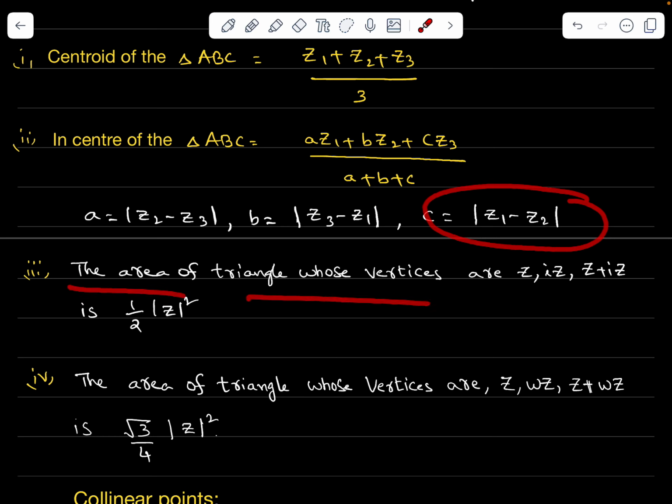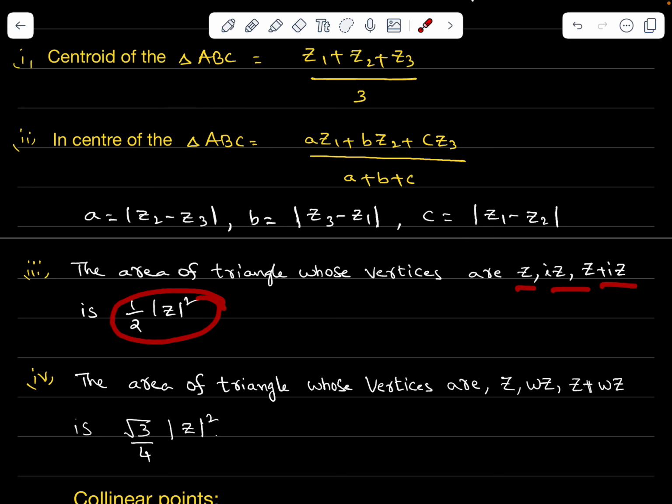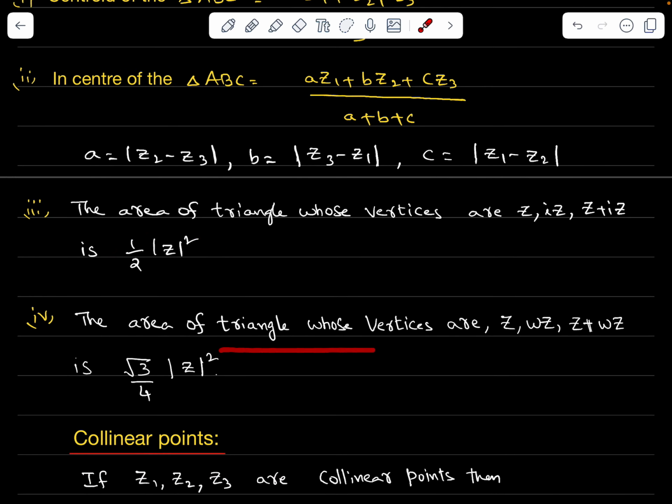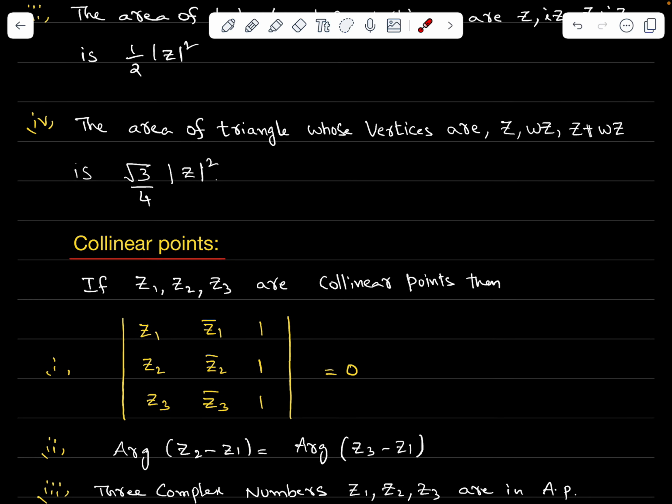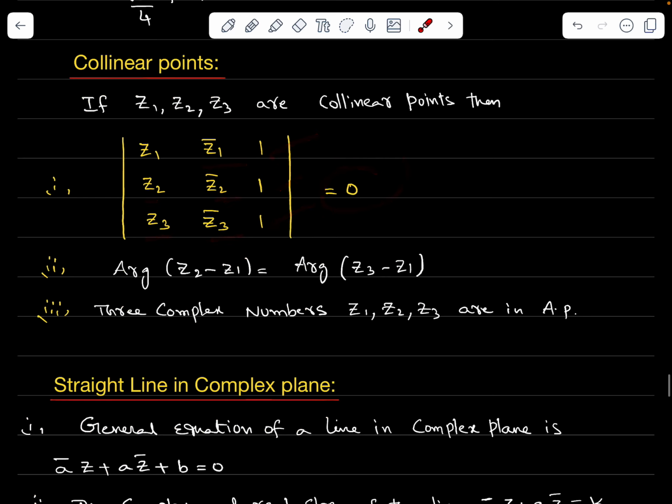The area of the triangle whose vertices are z, iz, z + iz is half |z|². The area of the triangle whose vertices are z, ωz, z + ωz is (√3/4)|z|². Collinear points: if z1, z2, z3 are collinear points, then the determinant with rows z1, z1 bar, 1; z2, z2 bar, 1; z3, z3 bar, 1 is equal to 0. Also arg(z2 - z1) is equal to arg(z3 - z1), and these three complex numbers are in AP.